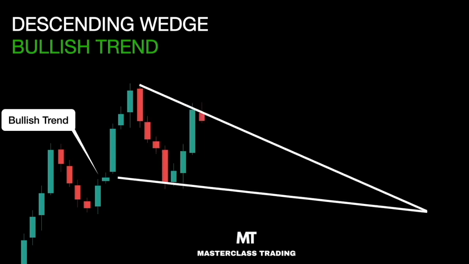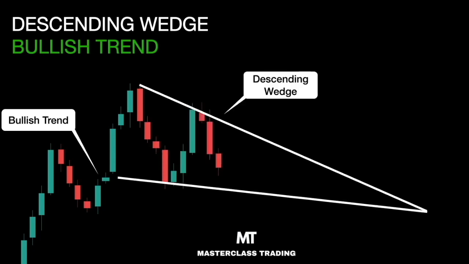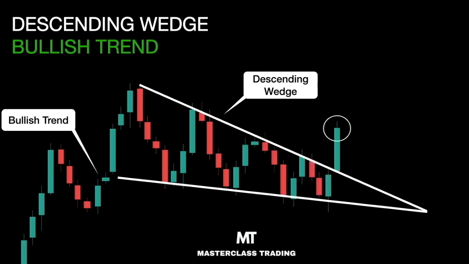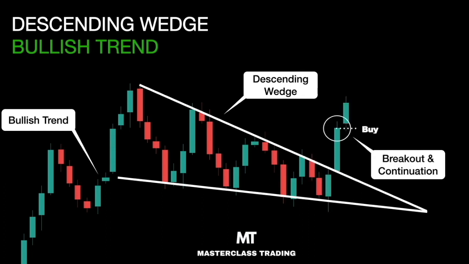Within the wedge, price creates lower highs and lower lows, even though the pattern is becoming smaller and smaller towards the end. Price squeezes in the last part of the wedge, until it eventually breaks out to the upside. When price breaks the pattern, we can enter a bullish trade for a trend continuation. The target for the trade will be a major resistance level, linked with a strong price key level.